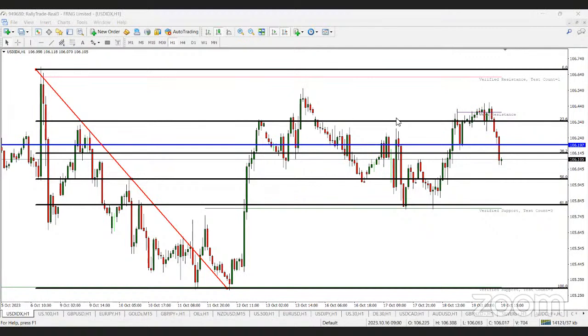So let's go into what we should expect. US, this is the dollar index. The dollar index is still pushing, still showing signs of weakness.